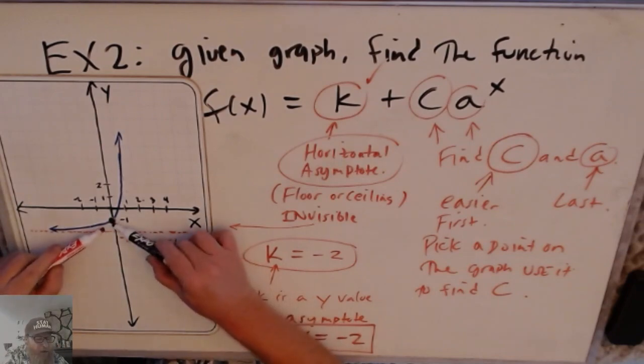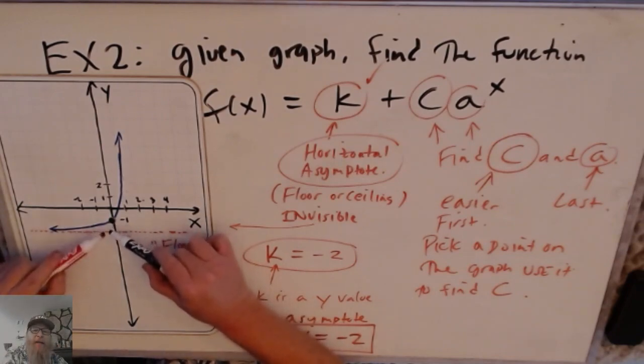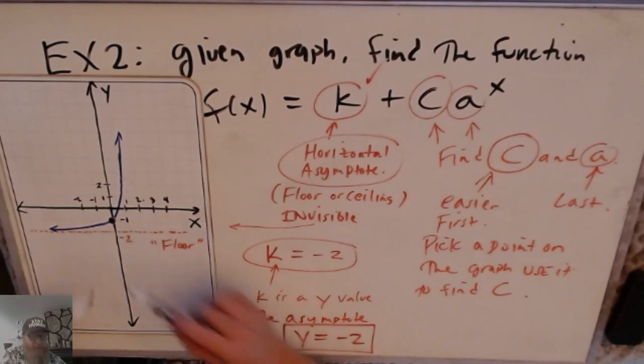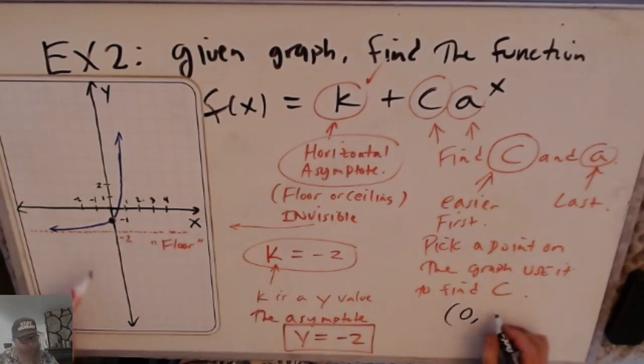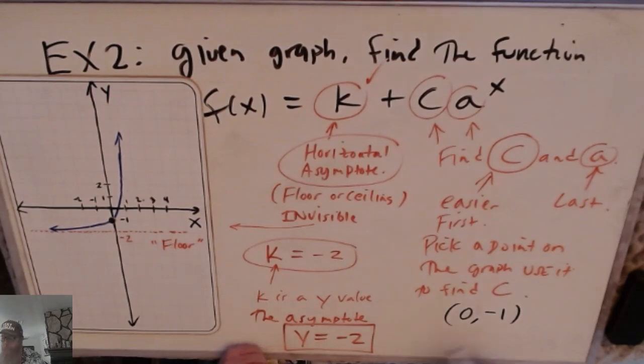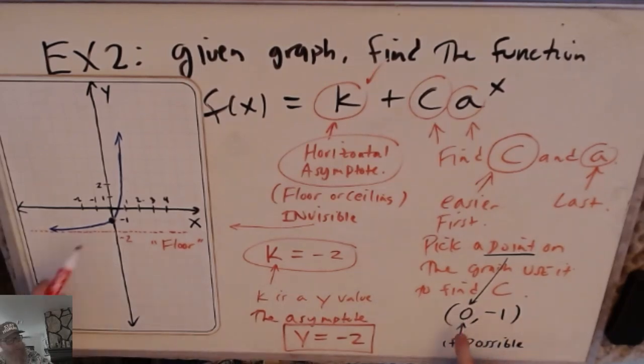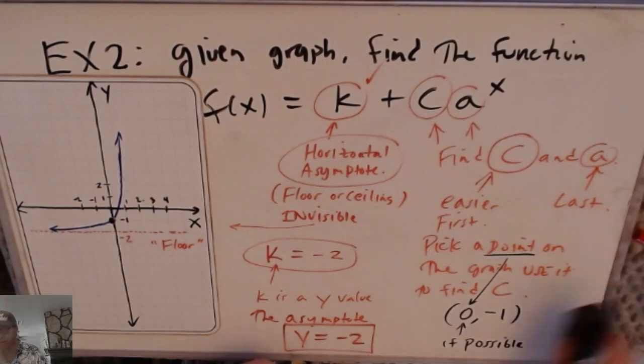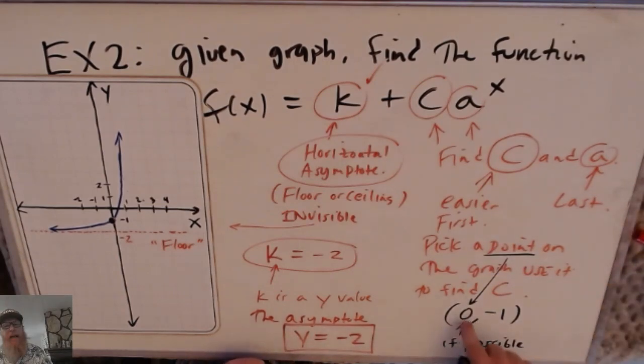If you have the opportunity, pick the point that has x equals 0. And in this case, y equals -1. So if possible, if you get a problem that has a point at 0, pick that point. That's always going to be the easiest point to use. So we're basically saying that x is 0 and y is -1.